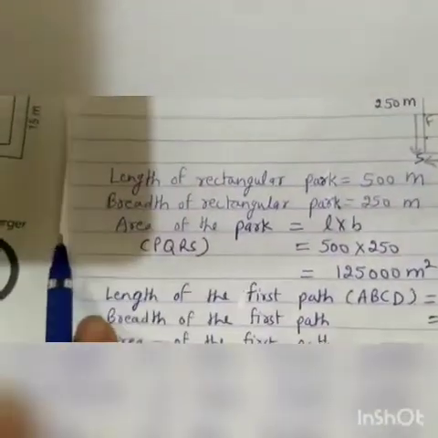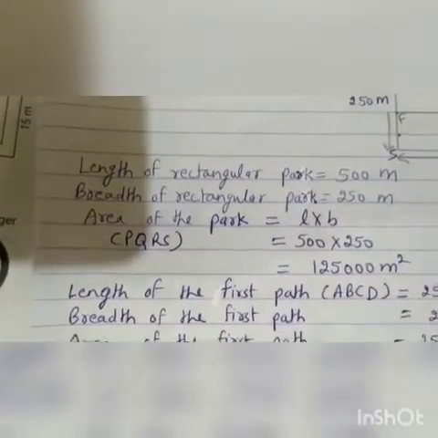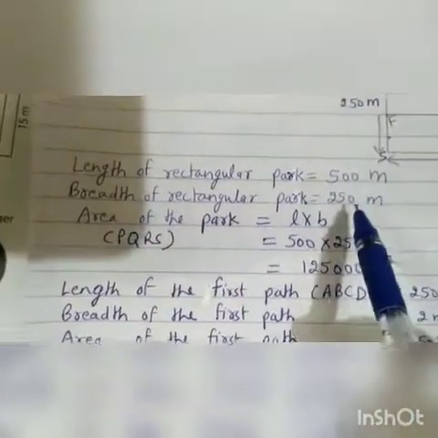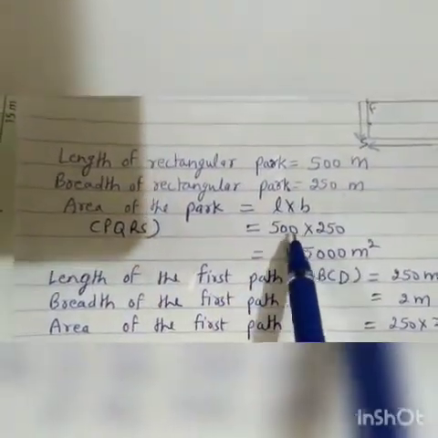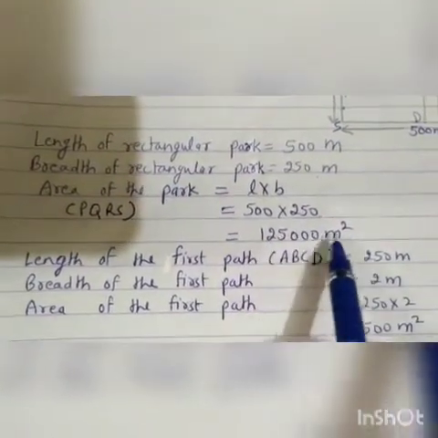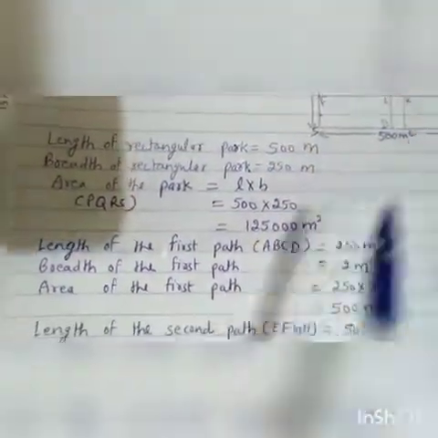See, the length of the rectangular park is given, this one, 500 meter. The breadth of the rectangular park is given, this 250 meter. Area of the park will be L into B. So 500 into 250. It is 1,25,000 square meter. First we will find the area of the whole park.